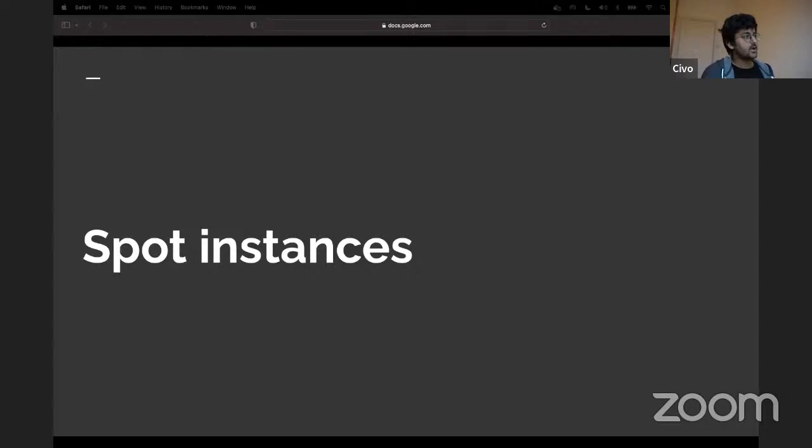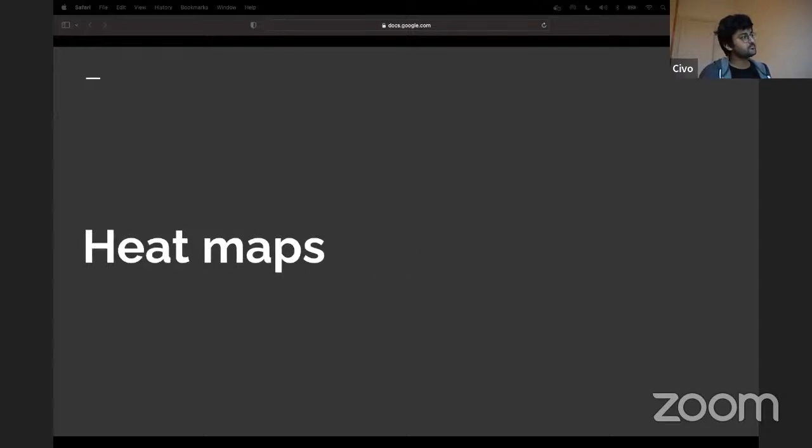All right. Next one is an interesting one, heat maps. A heat map, as the name suggests, is a visual tool that shows peaks for your computing demand. And you can utilize heat maps to establish a start and stop time to reduce cost.